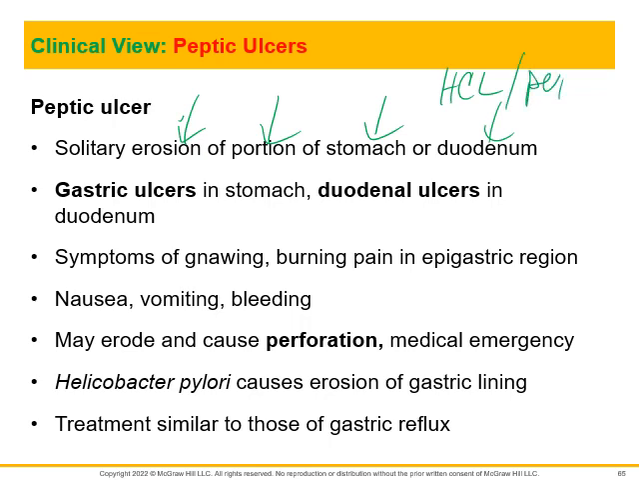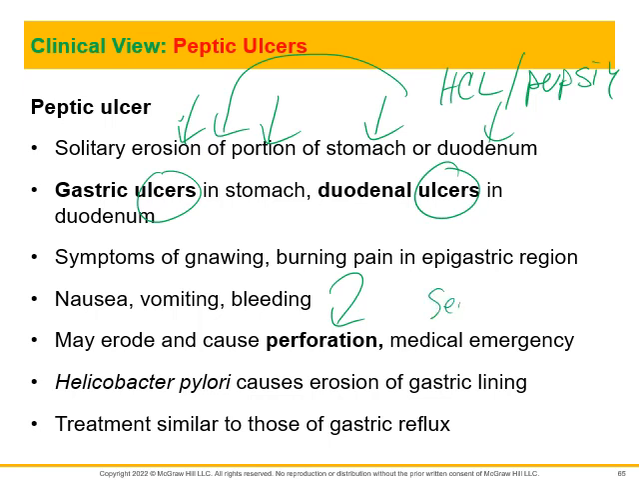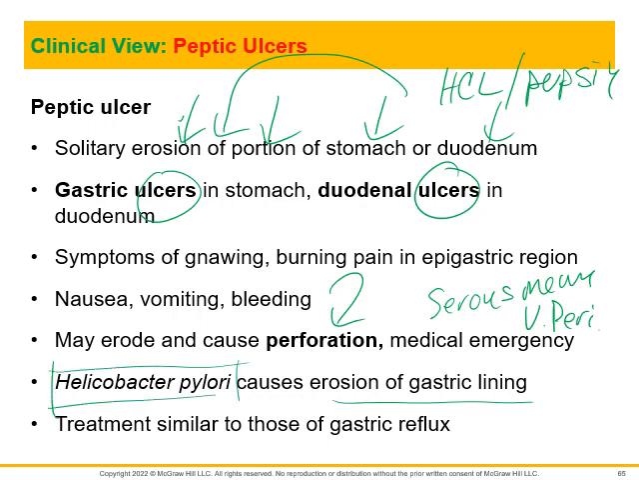You could have the hydrochloric acid and the pepsin actually eroding away part of the stomach or duodenum. These ulcers could then lead to perforation. So remember, the outer layer of the stomach is a serous membrane, and we talked about visceral peritoneum as that outer lining. What happens if that is perforated and now we have hydrochloric acid and pepsin leaking into the peritoneal cavity, the abdominal cavity? And there is a bacteria that's known to cause erosion of the gastric lining.